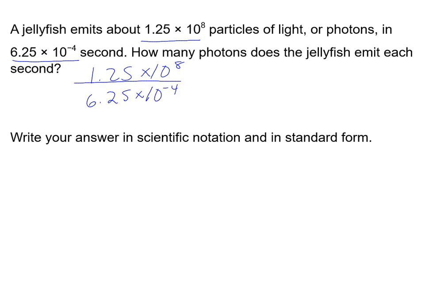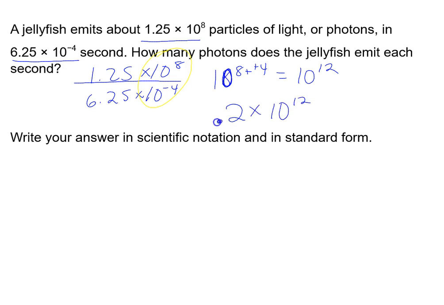And we're going to use all of our rules here. We have numbers that have exponents with the same base here, 10 to the 8th, 10 to the negative 4th, so 10 to the 8 minus a negative 4 would be 10 to the 12th. And we're going to go ahead and divide 1.25 divided by 6.25, which is 0.2. So we have 0.2 times 10 to the 12th.